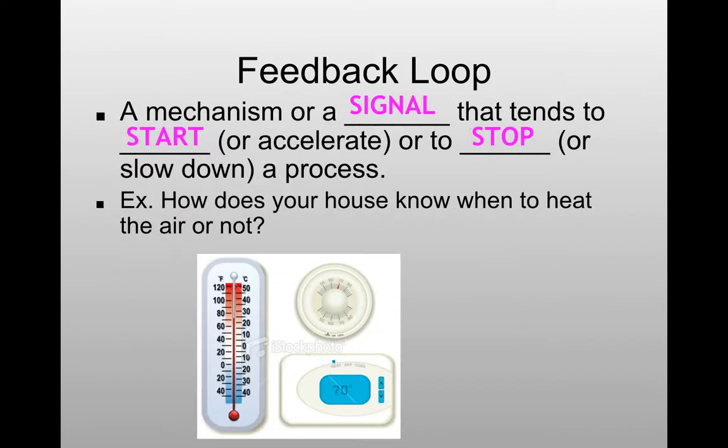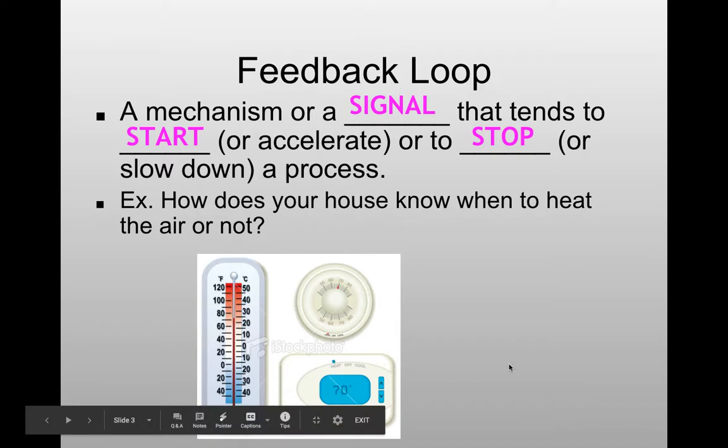The answer is that your cells go through what's called a feedback loop. Okay, and a feedback loop is a mechanism, right? So it's a process or a signal that starts or stops something. So let's think about an example of something you might have in your house. How many of you have central air and have a thermostat for your air conditioner? Okay, so here's a picture of some common thermostats.